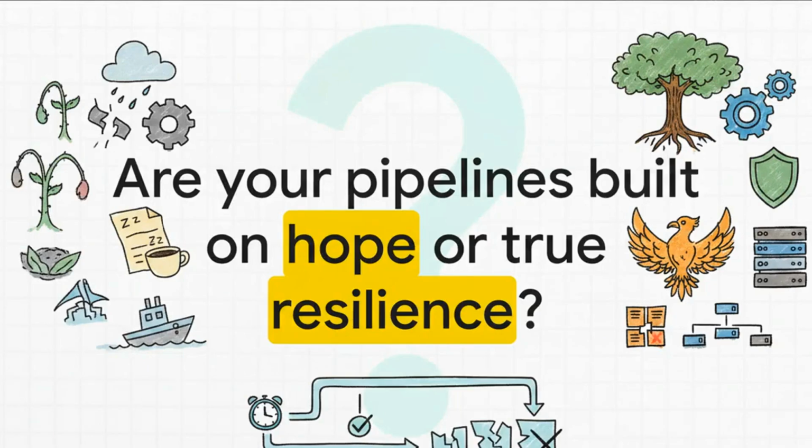So, as you go off and design your next pipeline, I really want you to ask yourself this. Are your deployment pipelines built on hope, or are they engineered for hands-free automated failure recovery? Because hope is writing apology emails at 2 a.m. True resilience is zero-downtime strategies, readiness probes, and automated failure rollbacks.